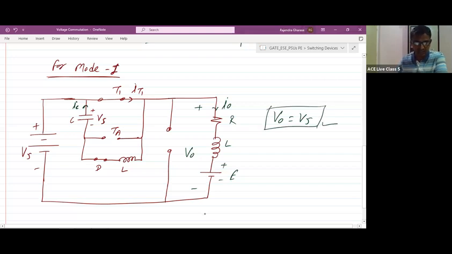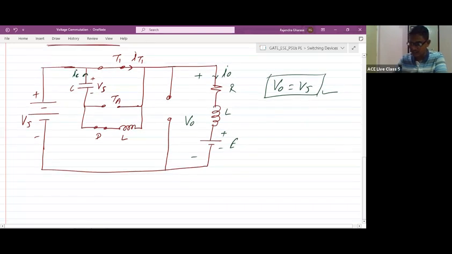Next, as the capacitor is discharging, can we apply KVL to this loop only so that we can get the expression for IC? Are you getting the point? Here the capacitor is discharging through this loop, so we need to apply KVL to this loop in order to get the expression of IC.